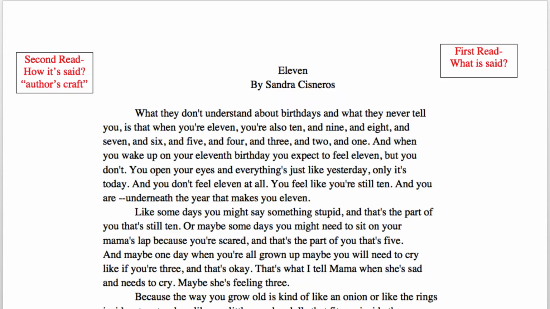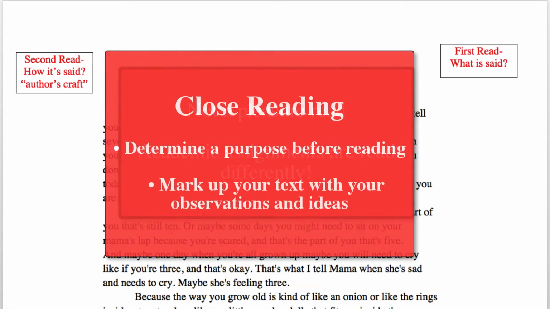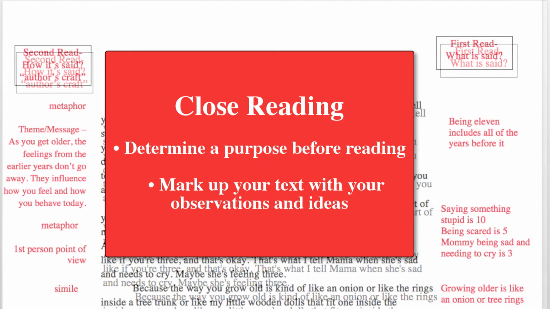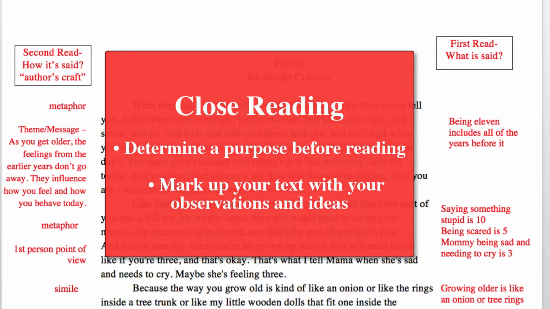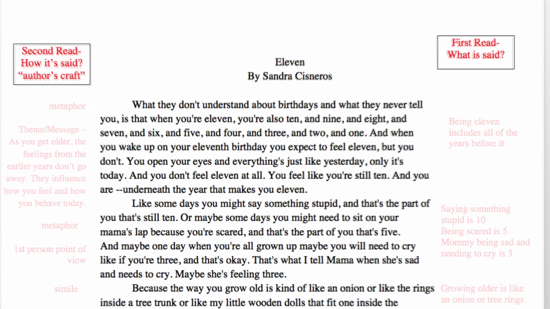It's important to emphasize that this is not a pleasure read. This is an academic assignment. So you read the text differently than you would in Anne of Green Gables or The Dark is Rising. The reading technique we'll use is sometimes called close reading. This technique stresses determining a purpose before reading. What will you pay attention to as you read? Close reading also stresses stopping during the read and writing notes and descriptors in the margin or in a journal.